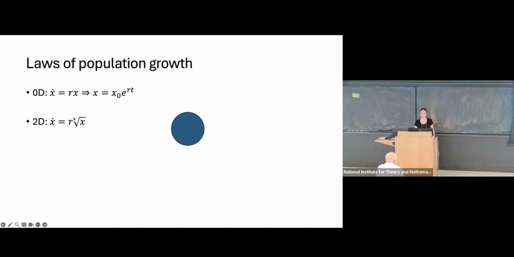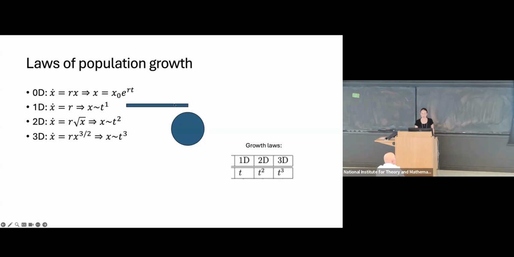So on the right-hand side here, instead of X, you have square root of X. You solve that, and you get T squared. So spatial colonies in 2D grow as T squared. In 1D, they grow as T to the 1. In 3D, they grow as T to the 3. You solve the ODE. So these are the growth laws of one type of cells in 1D, 2D, and 3D.